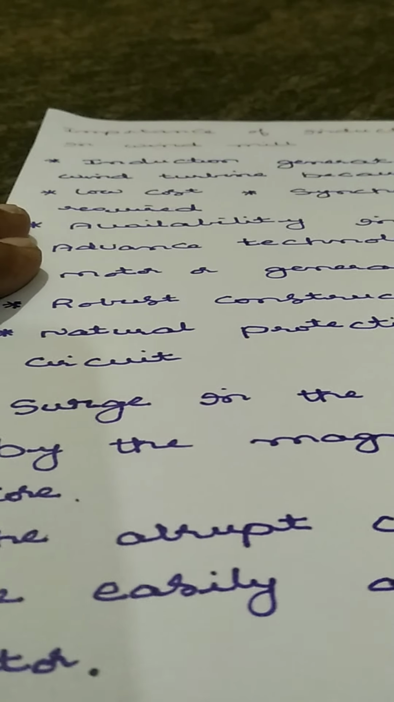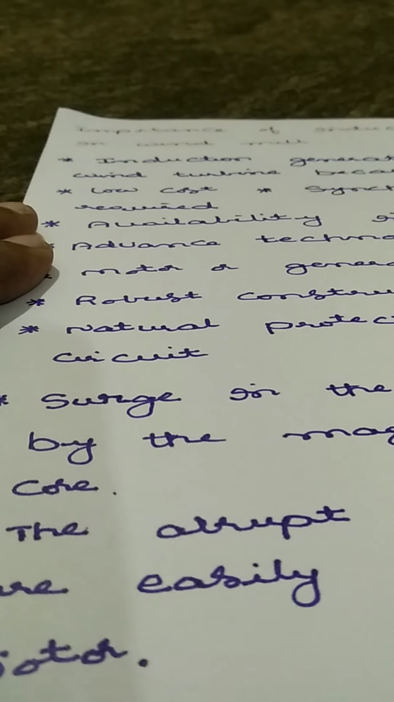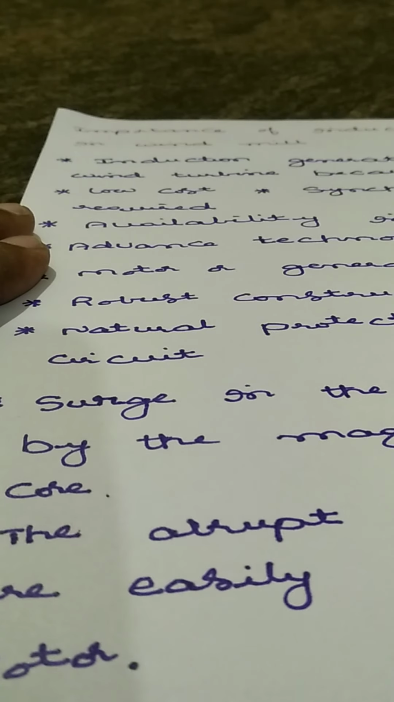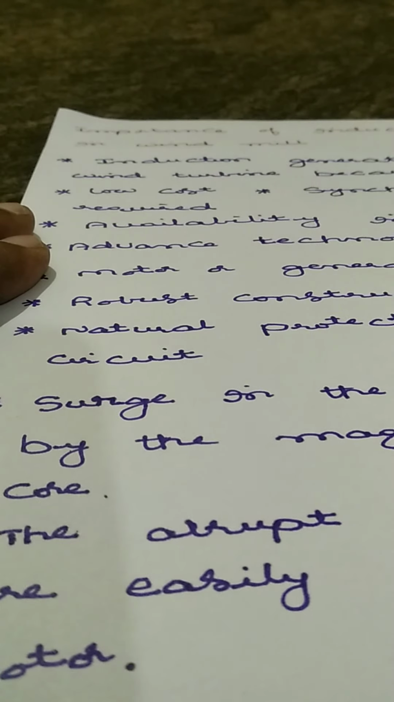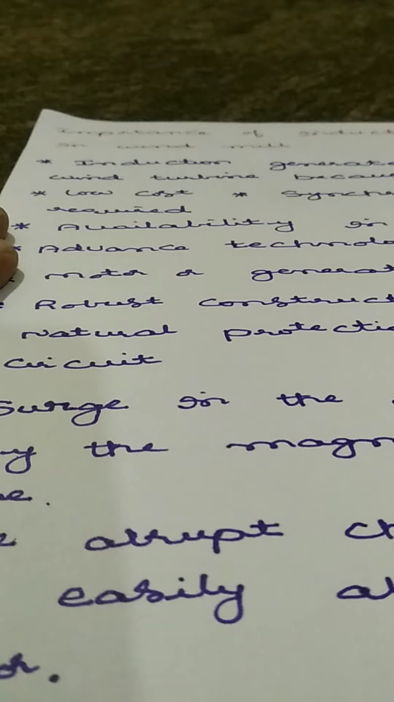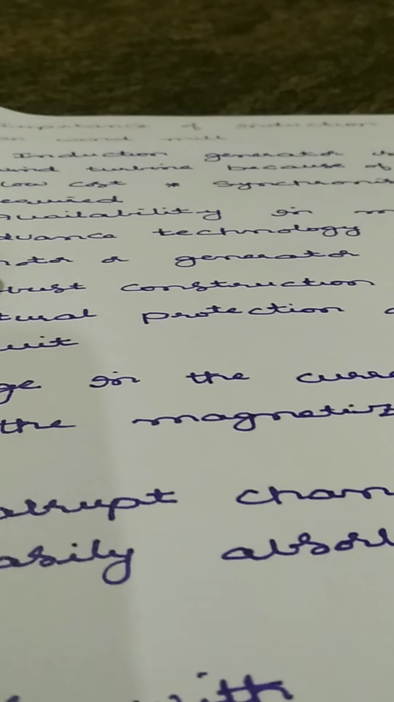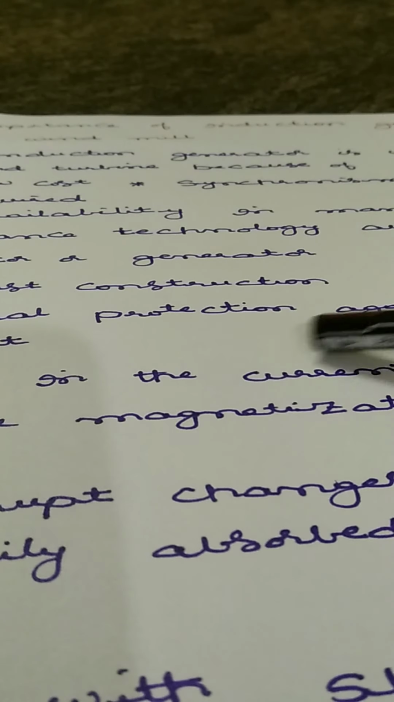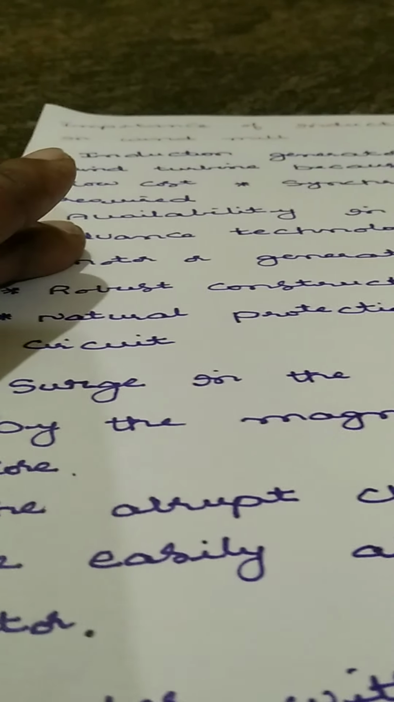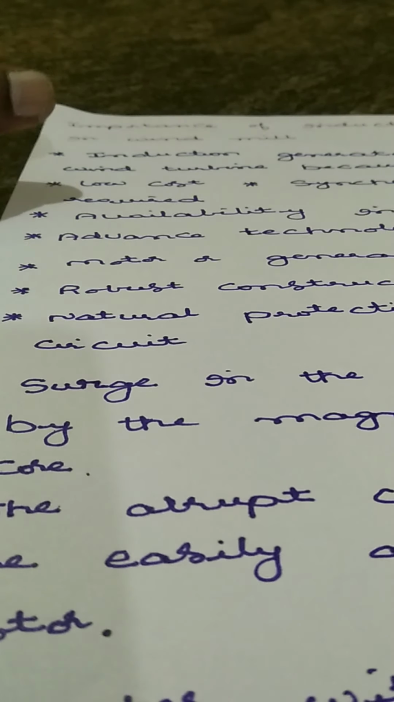And I already explained that the induction motor can run in the motoring region and the generator region. Both regions offer flexibility. Below the synchronous speed, if you operate it, it can run as a motor. Above the synchronous speed, it will run as a generator and supply power to the grid. And robust construction: the induction motor has robust construction, and with it there is natural protection against short circuit.